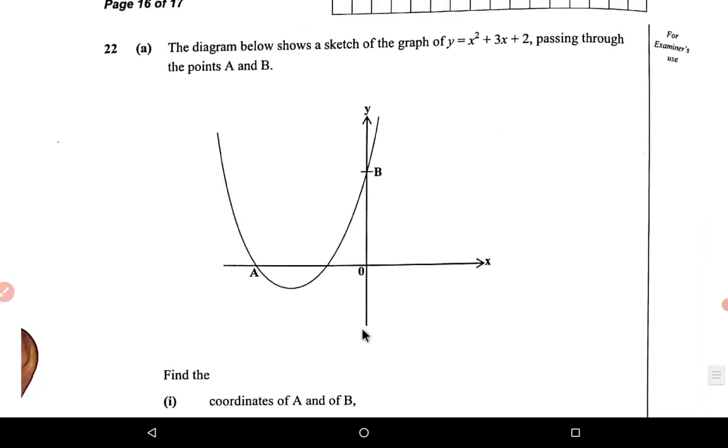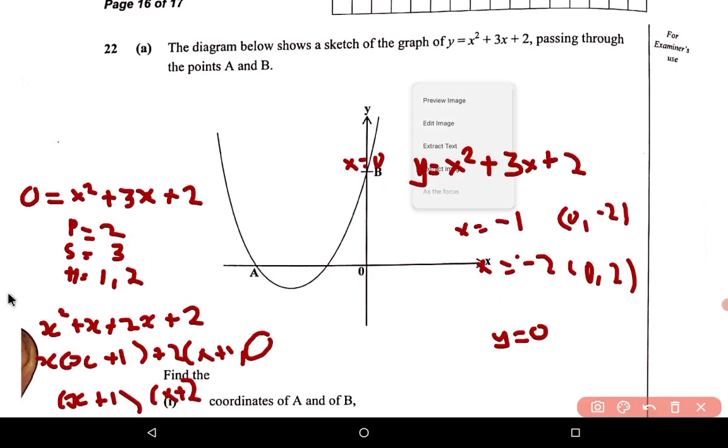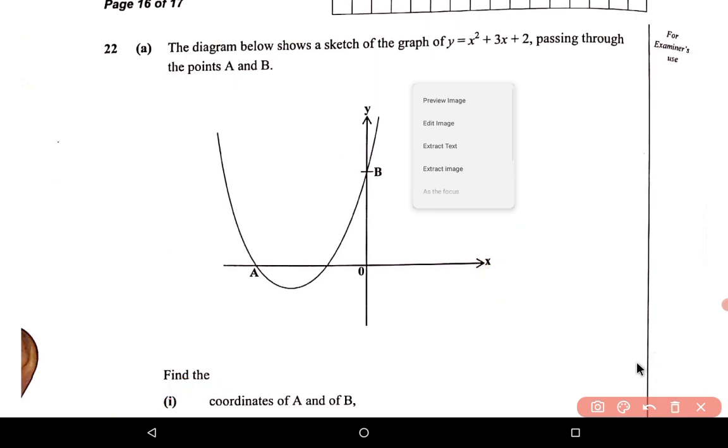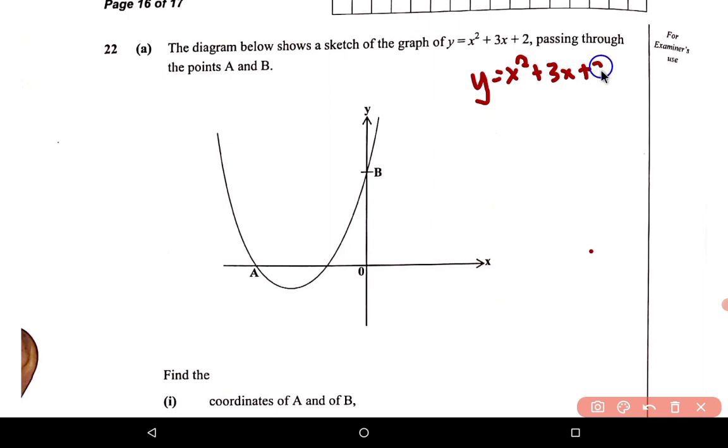To find the coordinates of A and B, we have been given this equation. The equation of the curve is given like this: y equals x squared plus 3x plus 2. We're trying to find this coordinate and this coordinate.